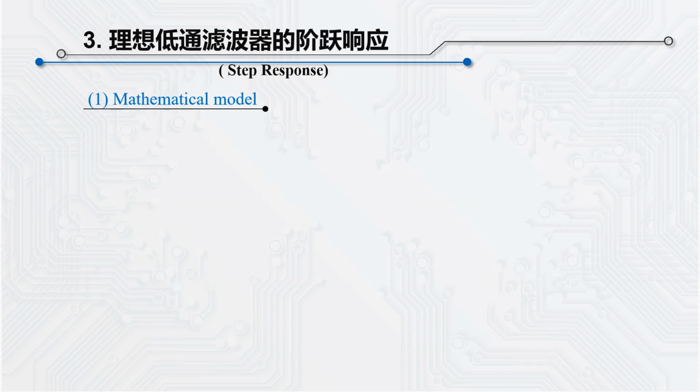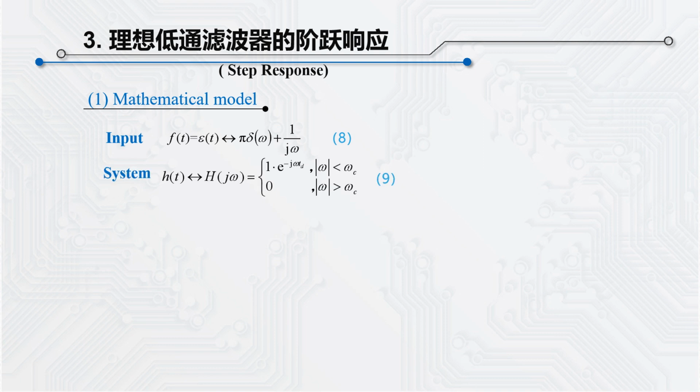Let's look at the step response of an ideal low-pass filter. First, let's look at its mathematical model. The input f(t) is a step signal. The spectral characteristic of this step signal is shown in Formula 8. The spectral characteristic of this system is shown in Formula 9.